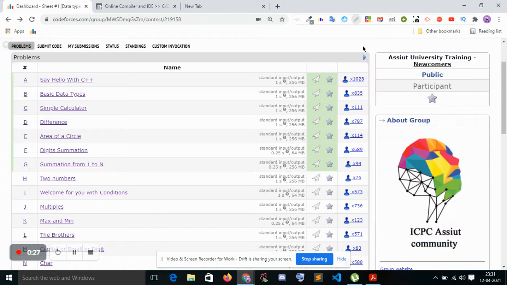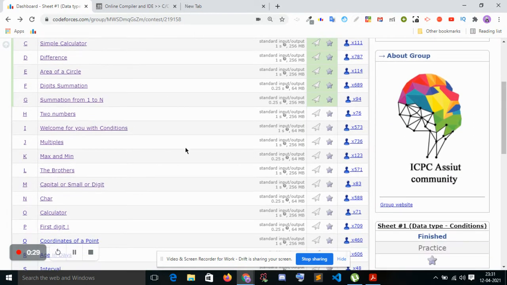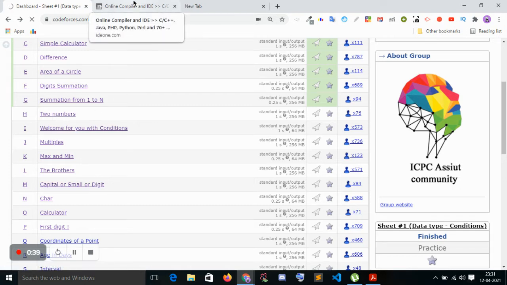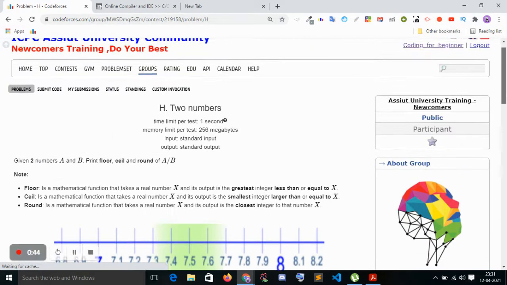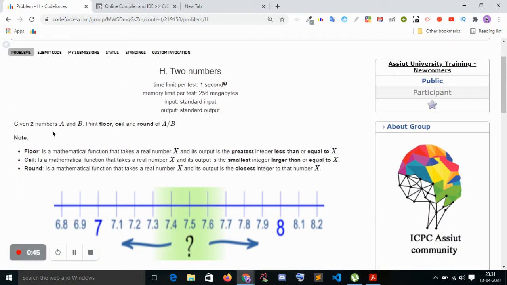Okay, so let's try to solve the next question. This first question is problem H, Two Numbers. Let's try to solve it. What is Two Numbers? The question is very simple: given two numbers A and B, print floor, ceil and round of A by B.